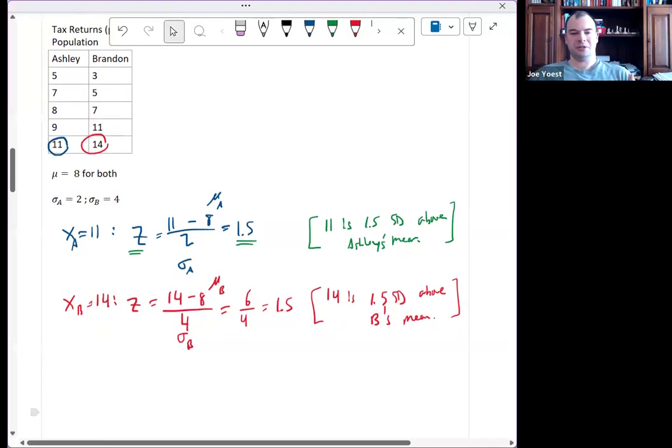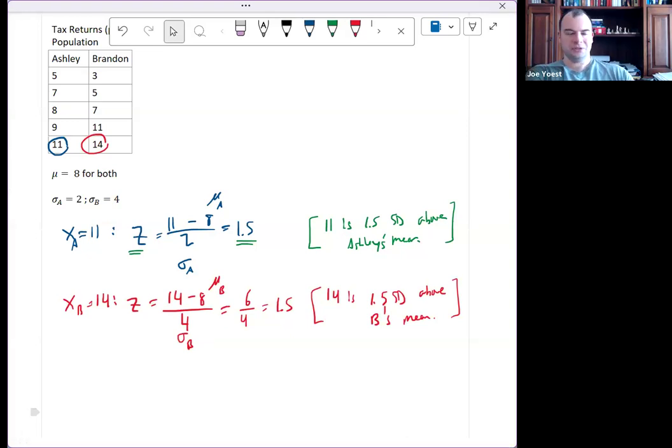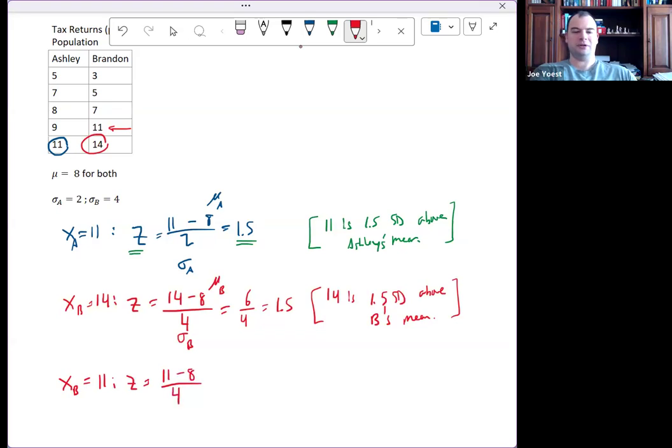So even though Brandon's and Ashley's means are the same, their standard deviations are different. So going 1.5 standard deviations above the mean results in a different data value for the two of them. If instead I was to look at Brandon's data value 11, say this one, z is going to be 11 minus 8 over 4, Brandon's standard deviation, or that's 3/4 or 0.75. So for Brandon, we would say something like 11 is 0.75, or 3/4 of a standard deviation above Brandon's mean.